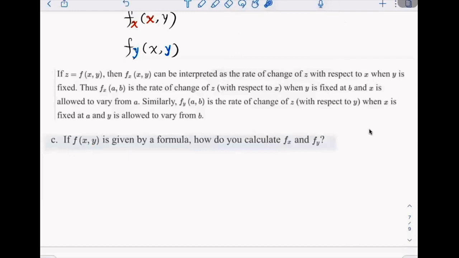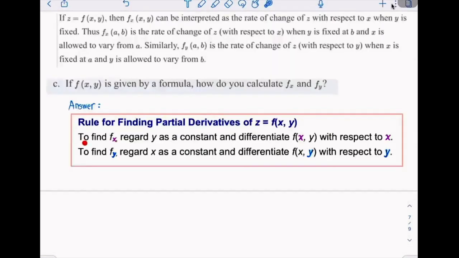If the function f(x, y) is given by a formula, how do you calculate the partial derivative with respect to x and the partial derivative with respect to y? To find the partial derivative with respect to x, we're going to regard y as a constant and then differentiate the function with respect to x. Similarly, to find the partial derivative with respect to y, we're going to regard x as a constant and then differentiate the function with respect to y.